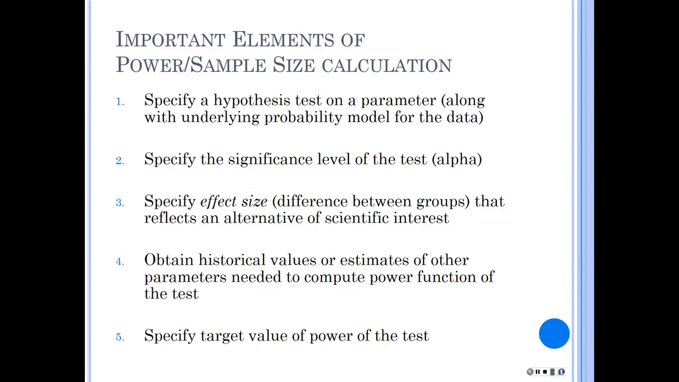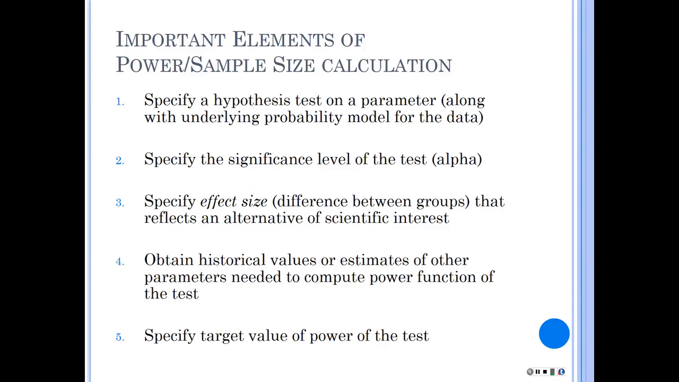Before you can calculate a sample size or perform a power calculation, you have to understand the important elements that are required. First, you need to specify a hypothesis test on a parameter. So basically, what statistical test will you do? What type of data do you have for your study? Next, you want to specify the significance level. What are you setting your alpha at? Typically, that's set at 0.05.